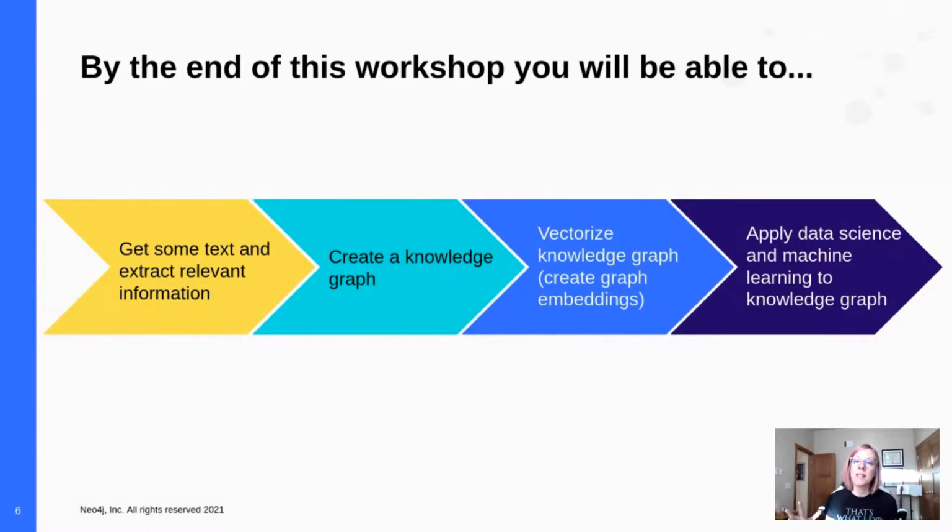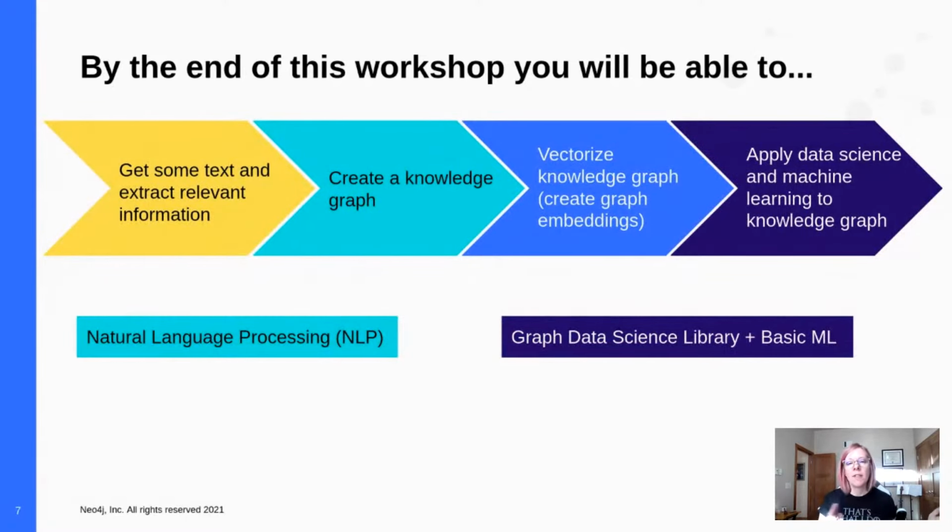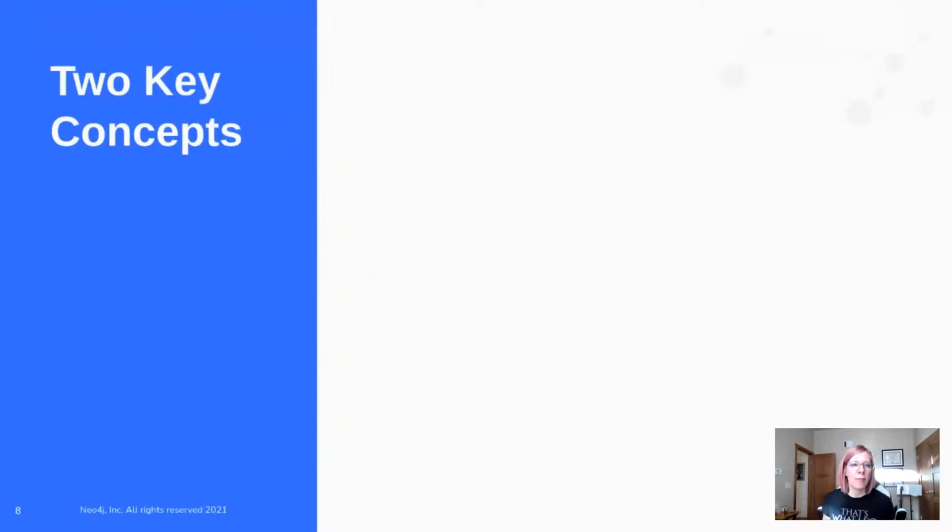That's the process that we're going to go through today. We're going to start with raw text and extract information from it, and that's what we're going to use to create that knowledge graph. The first half, the first two steps, use natural language processing, which is a common machine learning approach for understanding text. Once we have that knowledge graph created through NLP, then we're going to use the graph data science library and some basic machine learning to start understanding our graph a bit.